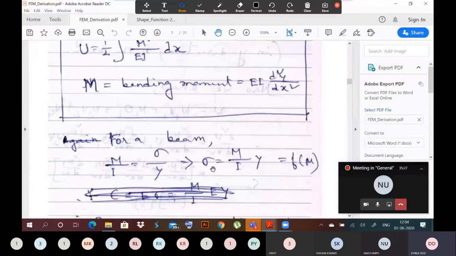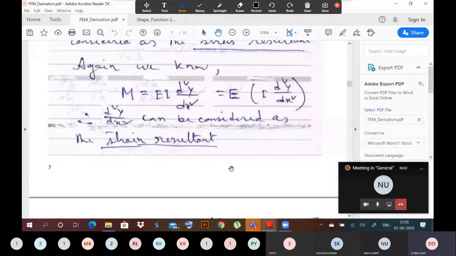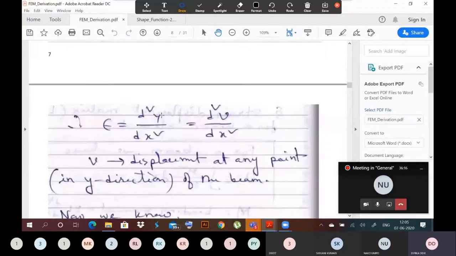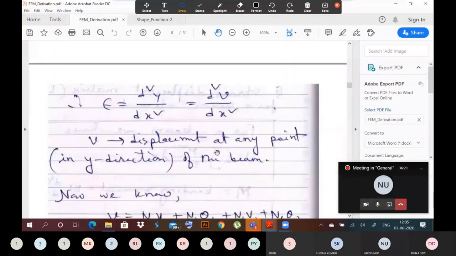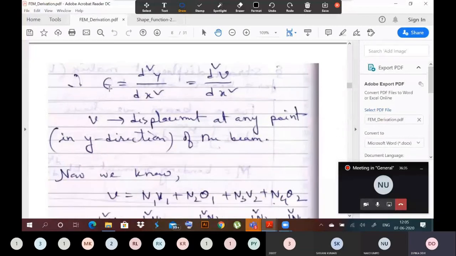So strain will be equal to d square y by dx square, but in context to FEM, y is the vertical displacement of a beam, and here we are using x as the coordinate. Therefore, in place of y, we will use v. We use u, v, w as the displacements. So y will be replaced by v. For a beam, it is called strain resultant, not strain. Strain resultant will be equal to d square v by dx square.